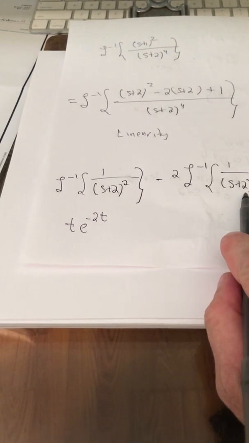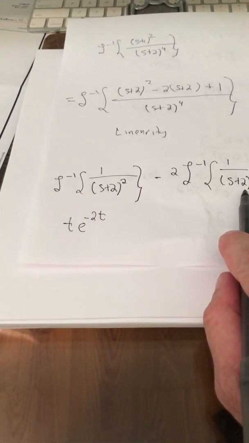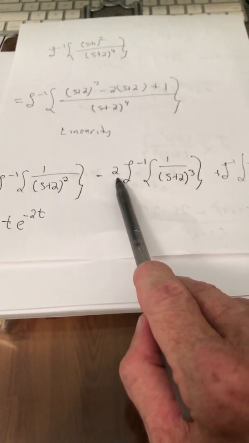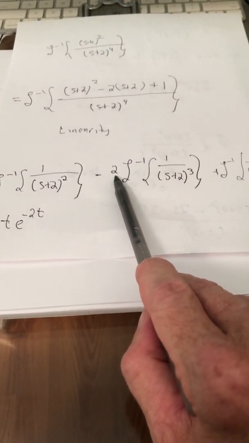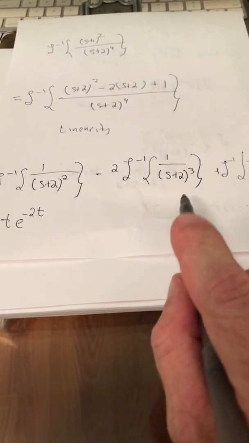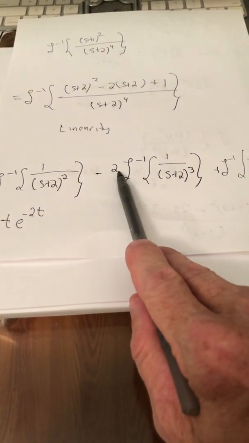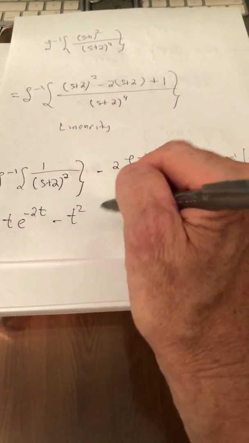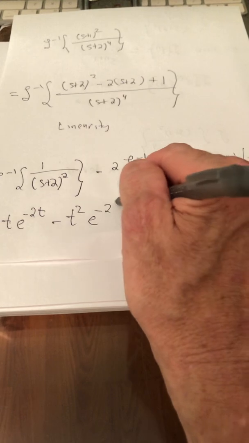The second term, well, what you want to do is bring in this 2, because we know what the inverse Laplace transform of 2 over s cubed is. It is t squared. So what we're going to have now is minus t squared e to the negative 2t.